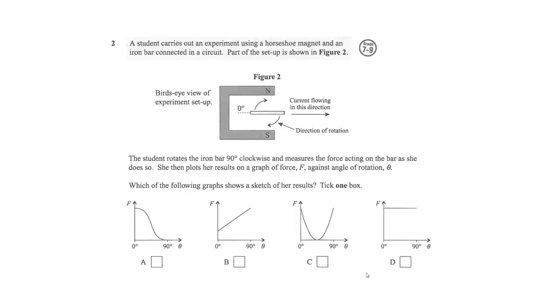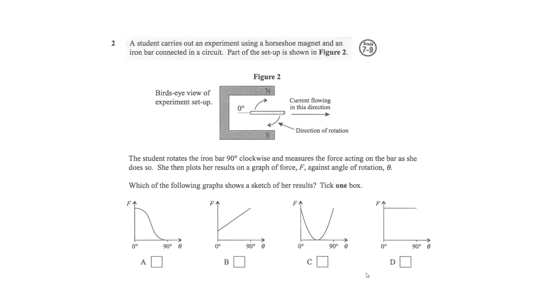A student carries out an experiment using a horseshoe magnet and an iron bar connected in a circuit. Part of the setup is shown in figure 1. The student rotates the iron bar 90 degrees clockwise and measures the force acting on the bar as she does so. She then plots her results on a graph of force F against angle of rotation.